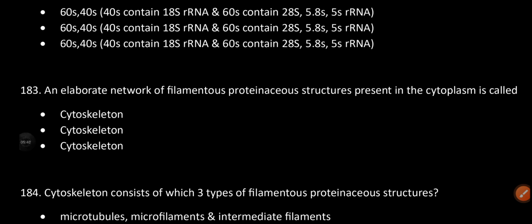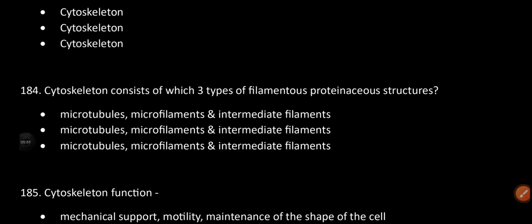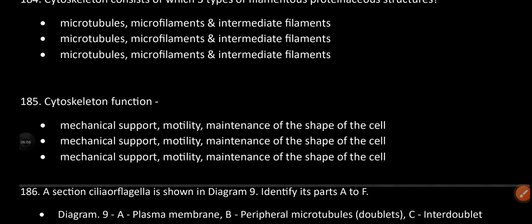An elaborate network of filamentous proteinaceous structures present in cytoplasm is called cytoskeleton. Cytoskeleton consists of which three types of filamentous proteinaceous structures: microtubules, microfilaments, intermediate filaments. Cytoskeleton function: mechanical support, motility, maintenance of shape of the cell.